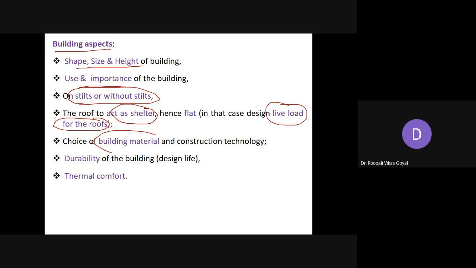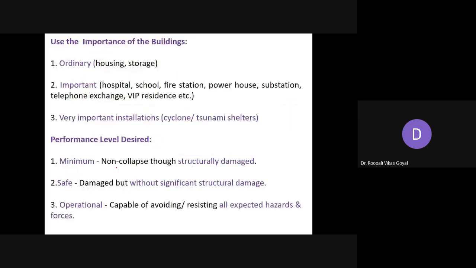Then choice of building material and construction technology. This is particularly related to the quality aspect, durability of the building, that is related to life, how long it can last, what will be the life of a particular structure. Then thermal comfort, temperature wise. So these are all the normal building aspects that are to be followed in construction in tsunami risk areas also. Now here, according to the importance of the building, a particular tsunami proof building can be constructed.